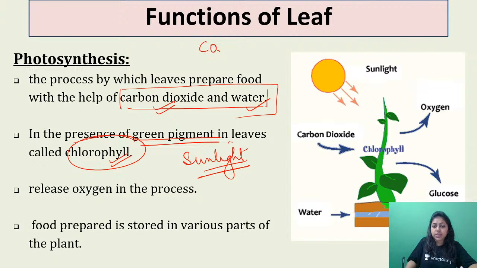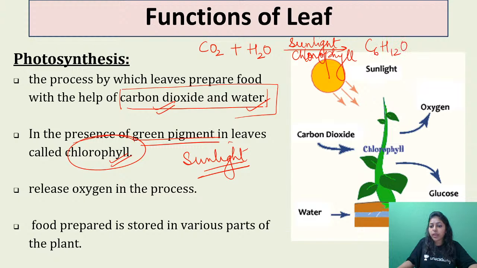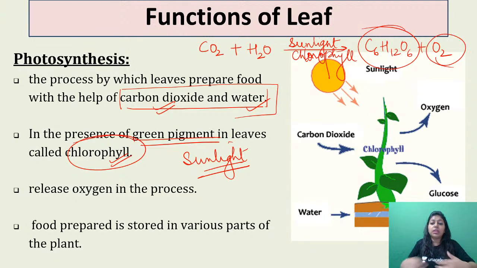So carbon dioxide, water, in the presence of sunlight and chlorophyll, they give you glucose, C6H12O6, plus oxygen. So this is important. It is a food which can be stored in the plant as starch. Okay. And they also give you oxygen, which is again very important for your breathing, for your respiration, for your survival.